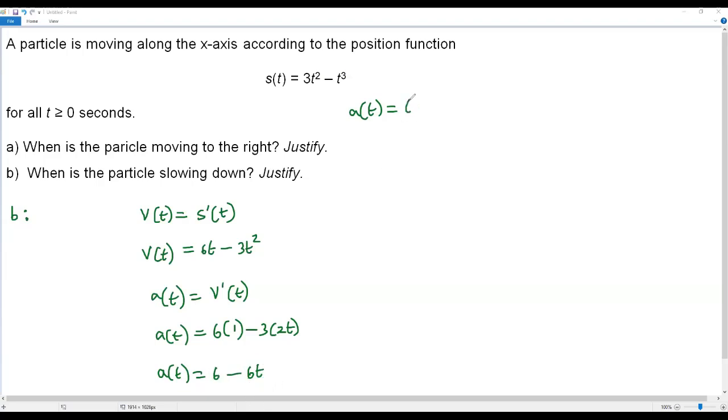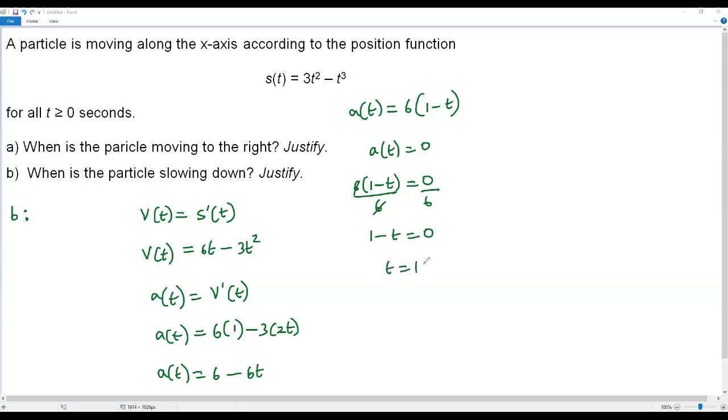So we can factor 6 out. When 6 is factored, I'm getting 1 negative t inside the parenthesis. Now what I have to do is equate this acceleration to 0 and solve for t. That is 6 times (1 negative t) equals 0. So now I divide both sides by 6, then 6 will cancel. I'm getting 1 negative t equals 0. So when I solve for t in this equation, I'm getting t equals 1.